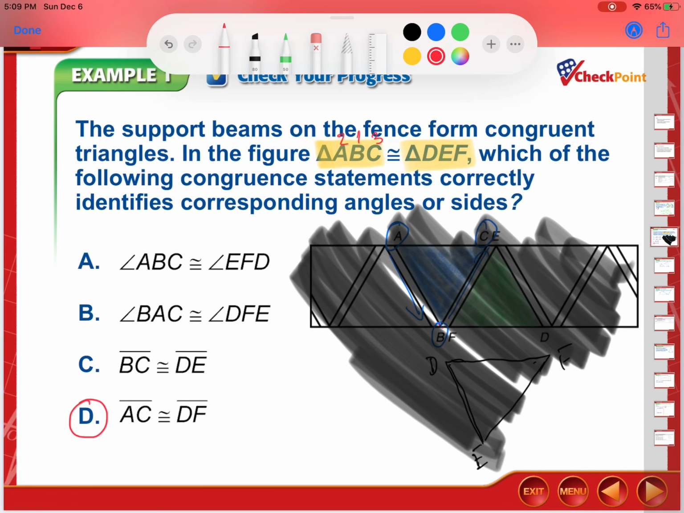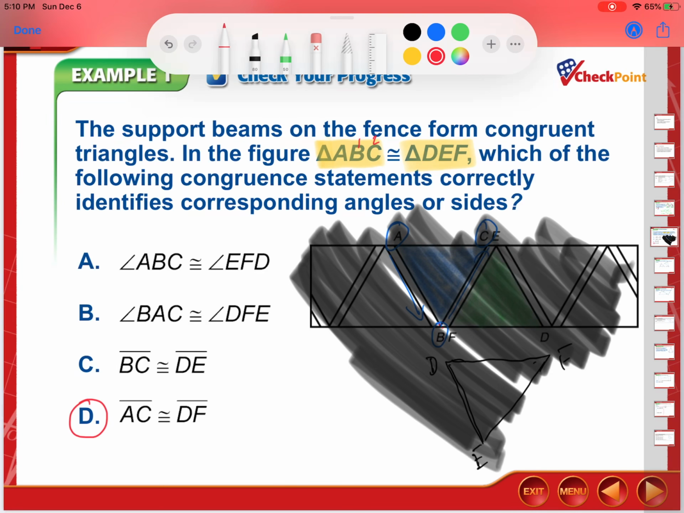If we look at the second one, BAC, so we go 1 is in the middle, 2 is on the left, and 3 is on the right. If we look at DFE, we have 1 on the left, 2 on the right, 3 in the middle. So those don't follow the same pattern either, so we know that one is also false.